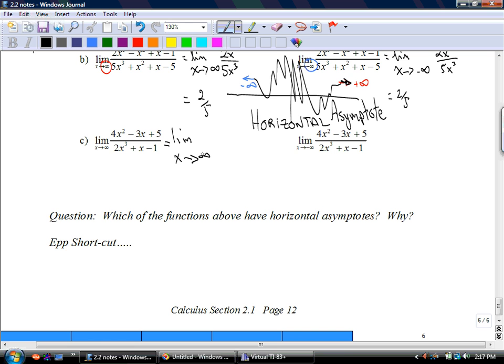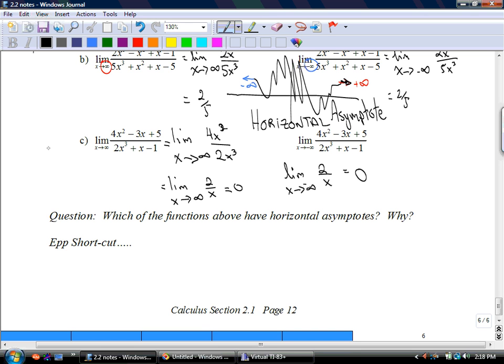4x squared over 2x cubed. So, simplify that. 2 over x. What's 2 over infinity? 0. Okay. And the limit as x approaches negative infinity, you're going to get 2 over x again. What's 2 over negative infinity? 0.